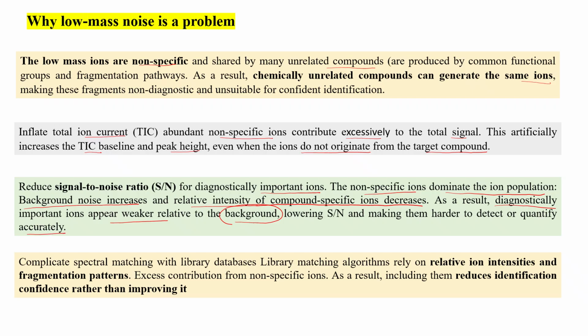They complicate spectral matching with library databases. Library matching algorithms rely on relative ion intensities and fragmentation patterns. So excessive contribution from non-specific ions reduces identification confidence rather than improving it.